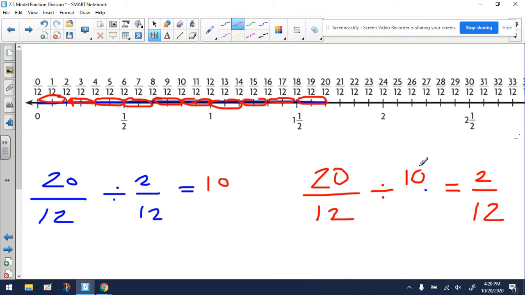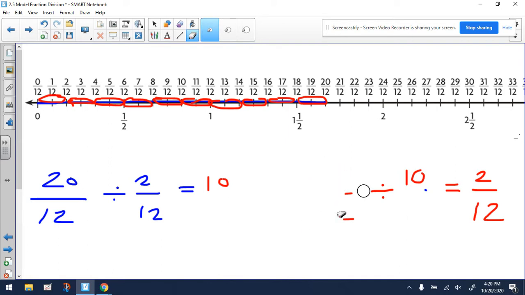Now, if we talk about the standard algorithm for this, let's just take a look at that real quick. I'm going to erase this one just so we have room. If we do the standard algorithm for division, the first step is to turn any mixed or whole numbers into improper fractions. So this already is an improper fraction.